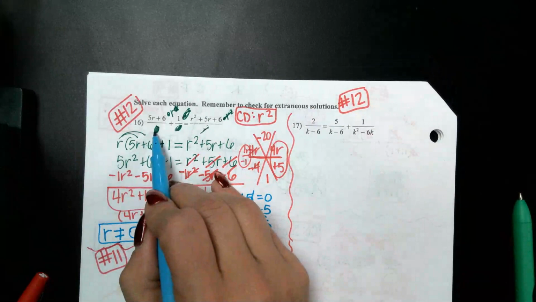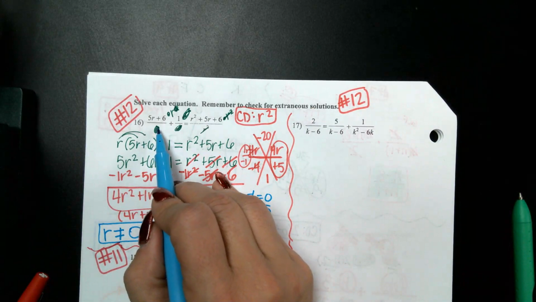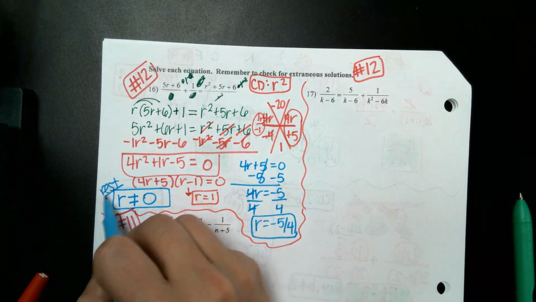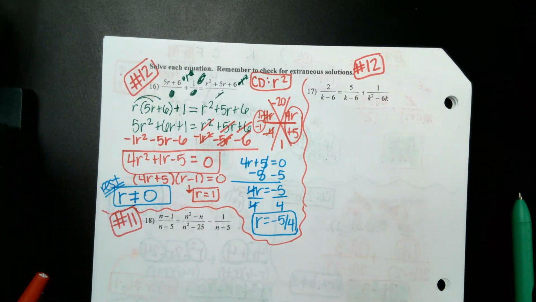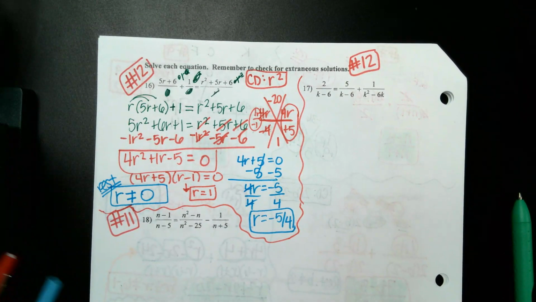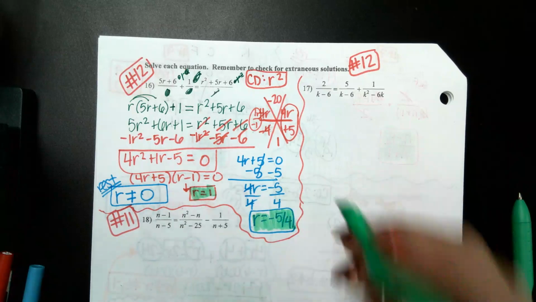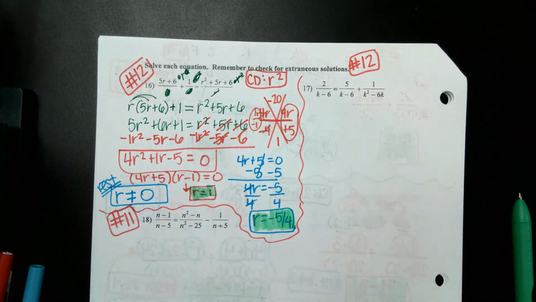Yeah, because if you had a 0 right there, that would make your denominator 0, and that's not allowed. So this was the only restriction. Well, did we get a 0 as our answer? No. So it was fine. The two answers that we got, positive 1 and negative 5/4, those are both acceptable answers.